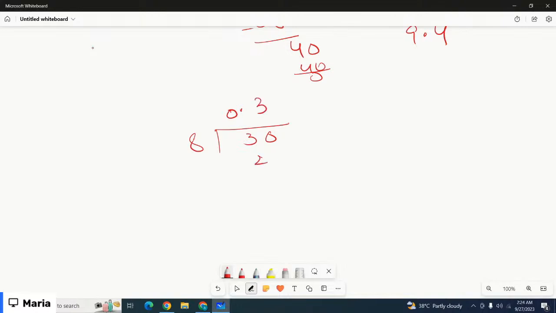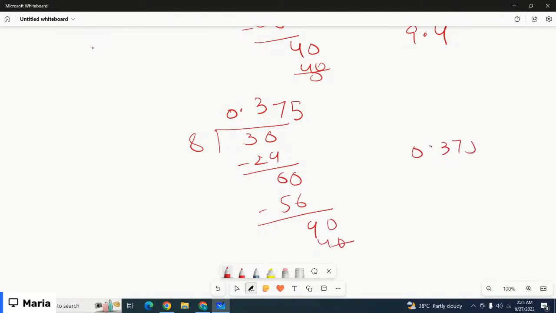8 times 3 is 24. You can put a 0 over here. 8 times 7 is 56. And 8 times 5 is 40. So it is 0.375. You have to round off the number to the nearest tenth. So that would be the number at the tenths position. The next one is 7. 7 is greater than 5, so you have to round up, so it would be rounded off to 0.4, right?